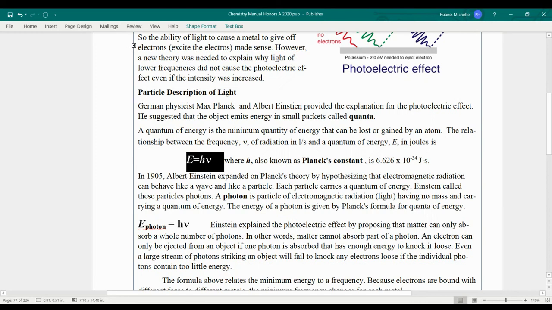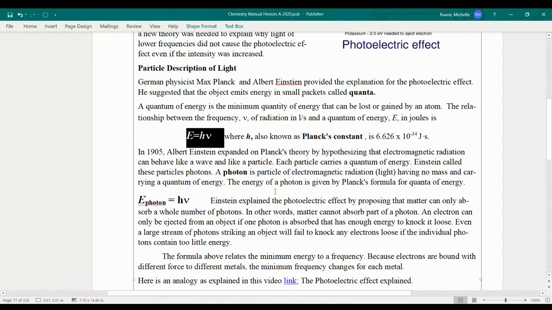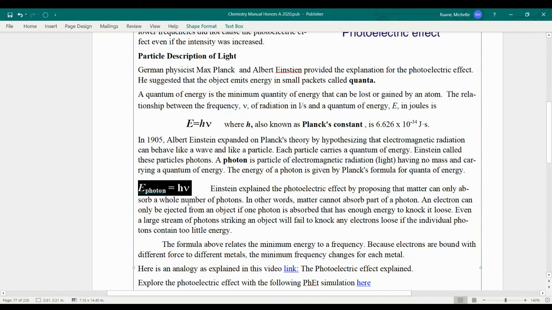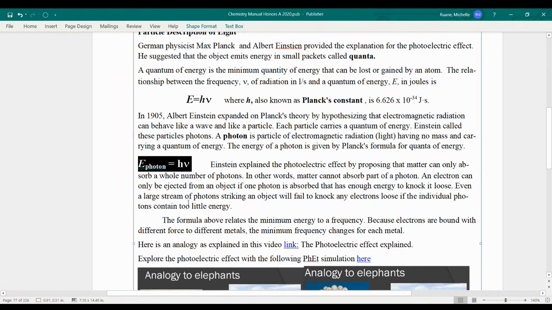And Albert Einstein decided that these particles that carried this energy was a photon, and it's basically a particle of light, and that's how Albert Einstein described it. And you could find the energy of that photon using this equation again. Okay, so he decided that matter could only absorb a whole number of photons, and those are those chunks, those quanta of energy. So, why did some streams of light knock out electrons and some didn't?